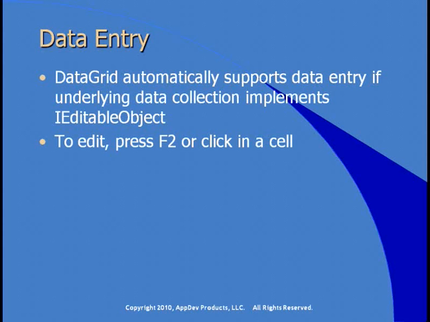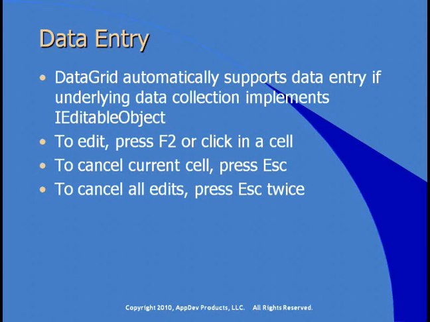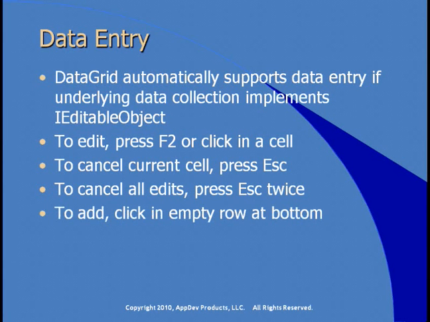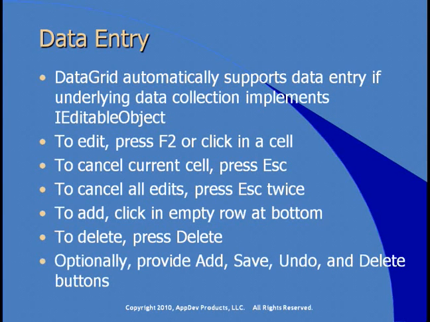Now to edit, you can press F2 or you can simply click in a cell. To cancel the current cell, you press Escape. If you want to cancel all edits, you press Escape twice. If you want to add an item, you just click in the empty row at the bottom of the grid. If you want to delete an item, you press Delete. And then optionally, you could provide Add, Save, Undo, and Delete buttons and handle that in code. So you can rely on the data grid's built-in capabilities.